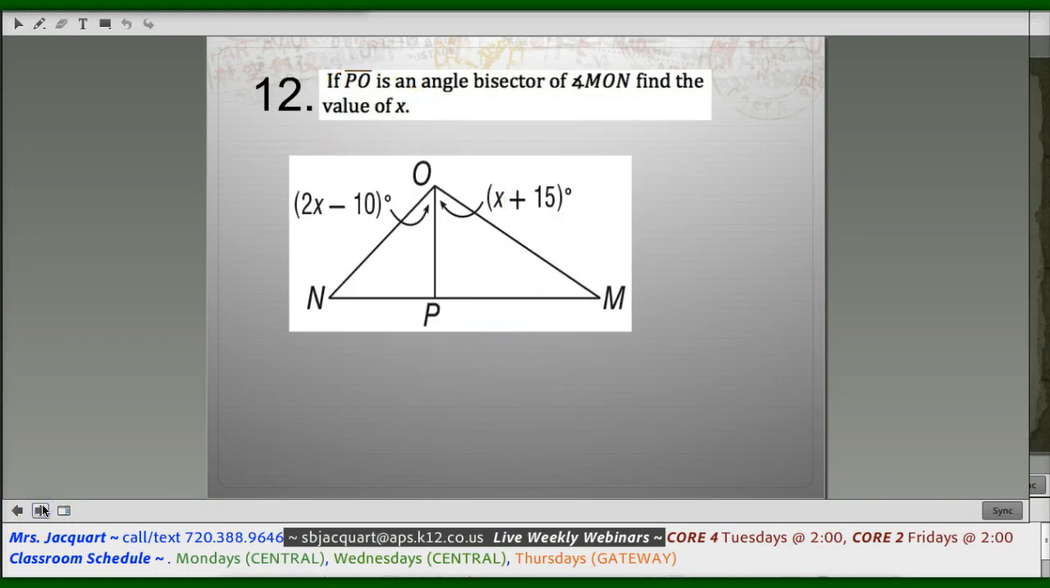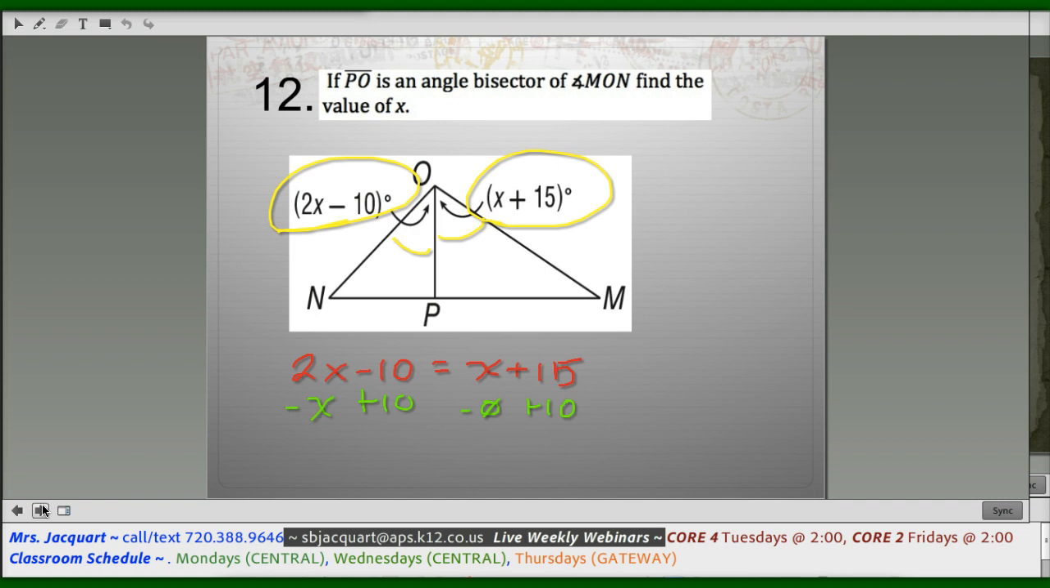Okay, if PO is an angle bisector of MON, find the value of X. What that means is this equals that. And so this equals that. So we're just going to work it. If I have 2x minus 10 equals x plus 15. Okay, I'm going to do two steps at once. I'm going to add 10 to both sides. I'm going to subtract x from both sides. So then I get x equals 25. There you go.